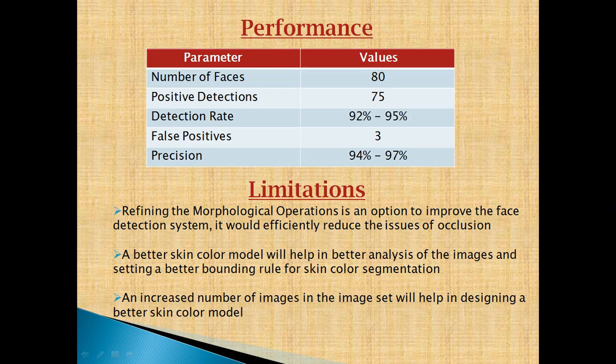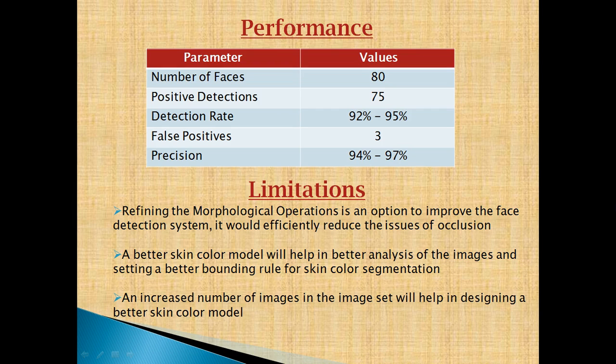This could be used in various different applications. But before we look into the applications and the scope, let me go through the limitations of this model. The main aspect of this model is the morphological operation stage, because that stage helps me get rid of occlusion. But there is scope for refining that morphological operation stage so that we could improve the detection rate and get rid of all the unnecessary components in the image, which will help us achieve higher detection rate and precision.